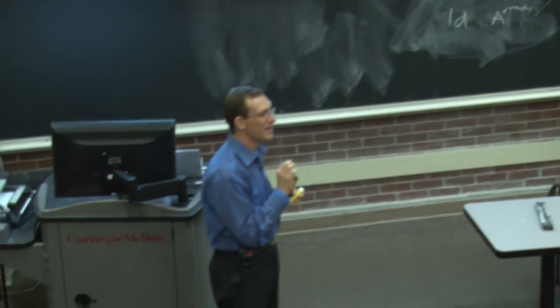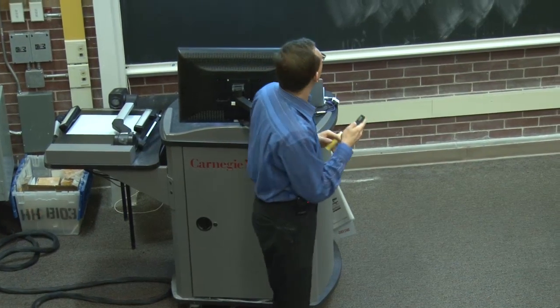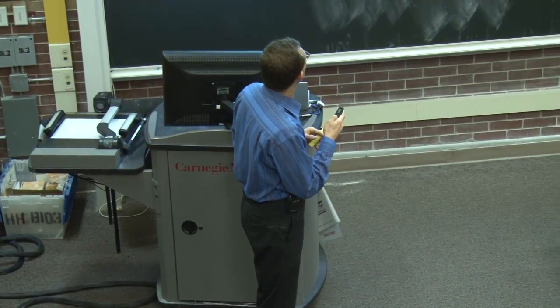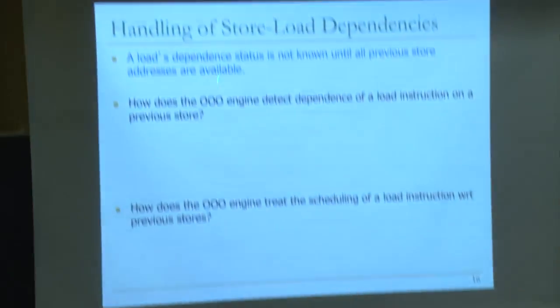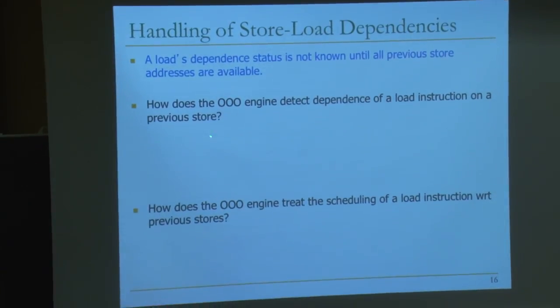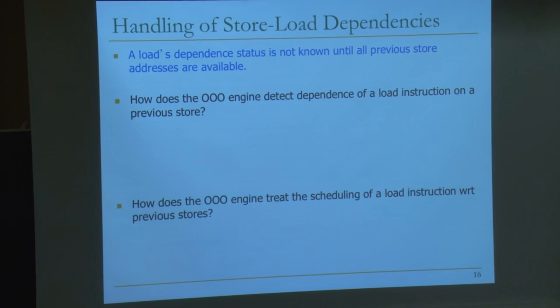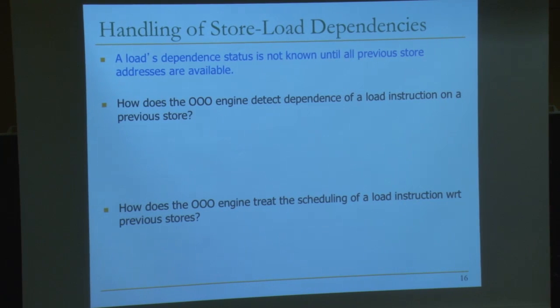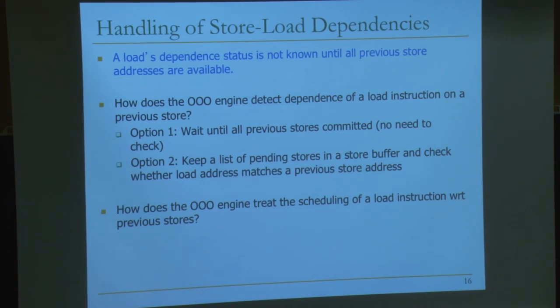And existing processors actually have this kind of logic. It's complicated, right? It's actually a little bit more complicated than you might imagine because there are other issues involved in it. But maybe we'll talk about that. OK, so this is the problem. There are two key issues. One is, how does the out-of-order engine detect dependence of a load instruction on a previous store? And the other is, how does the out-of-order engine treat the scheduling of that load instruction with respect to previous stores? So there are actually two options.